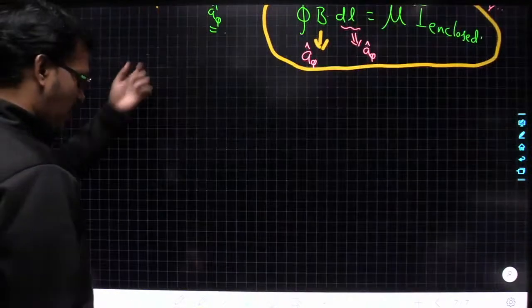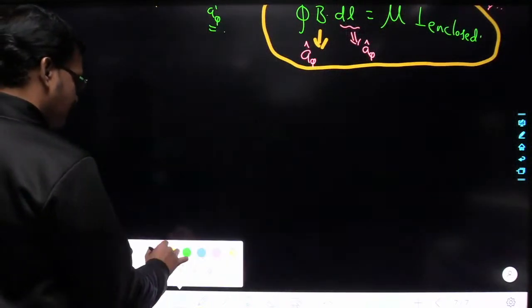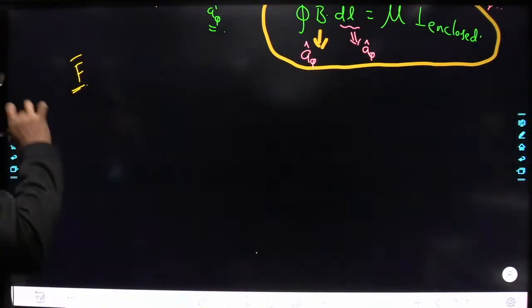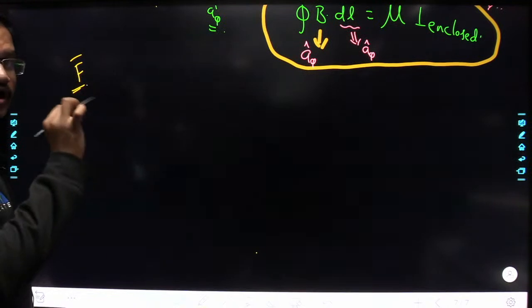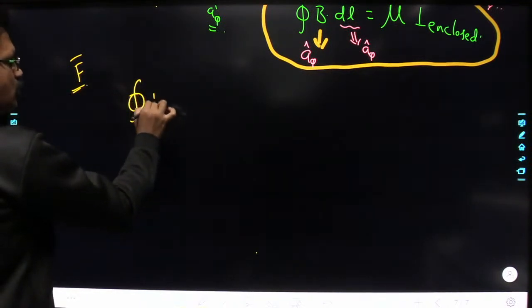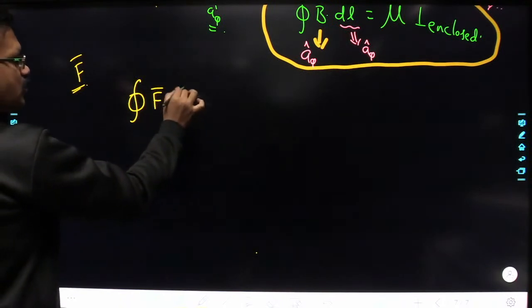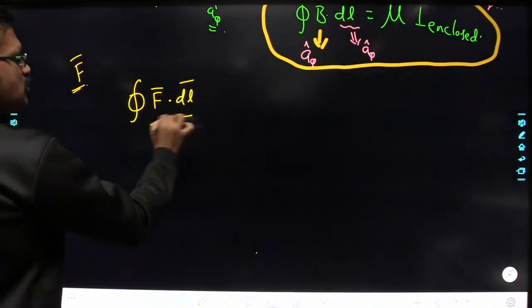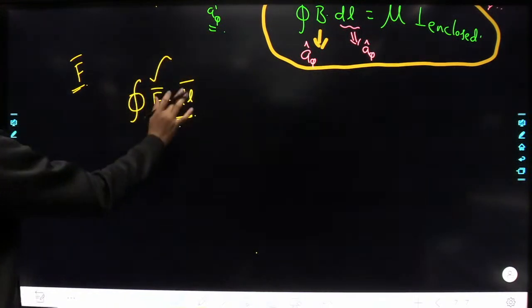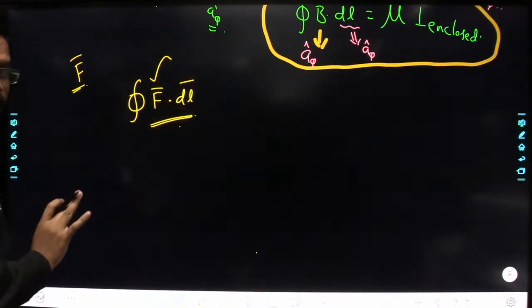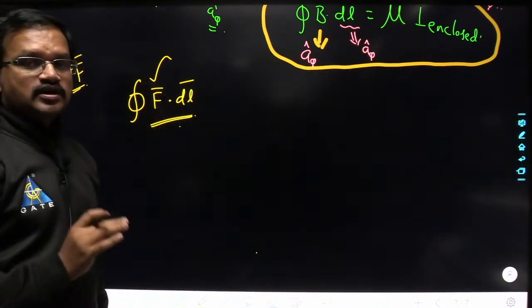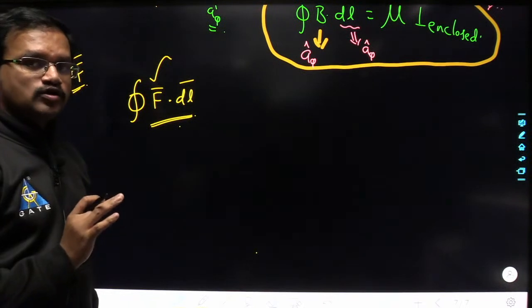So whenever they ask to determine the circulation of the vector field, if suppose they have given some vector field f bar and they ask to determine the circulation of the vector field around some closed loop, then you have to determine closed loop integral f bar dot dl bar. This is going to give you the circulation of vector field around a closed loop. This is the mathematical representation of the circulation of vector field around any closed loop.